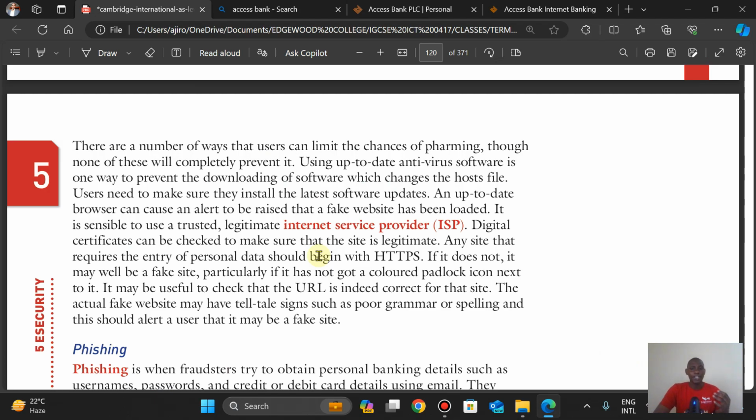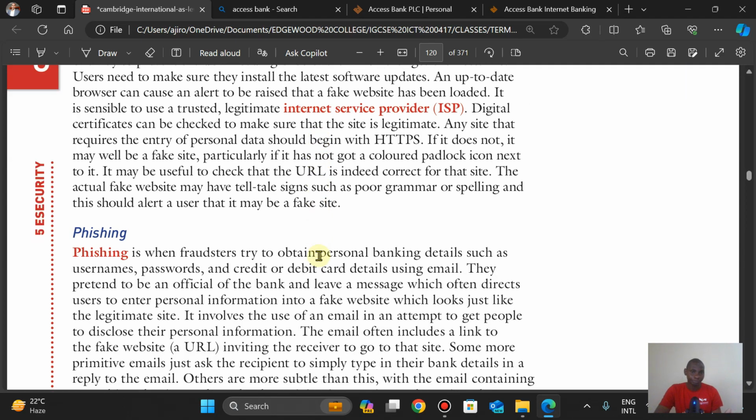Now, if it does not, it might well be a fake site, particularly if it does not have a colored padlock icon next to it. It may be useful to check the URL is indeed correct for that site. The actual fake website may have telltale signs such as poor grammar or spelling, which should alert the user that it may be a fake website.